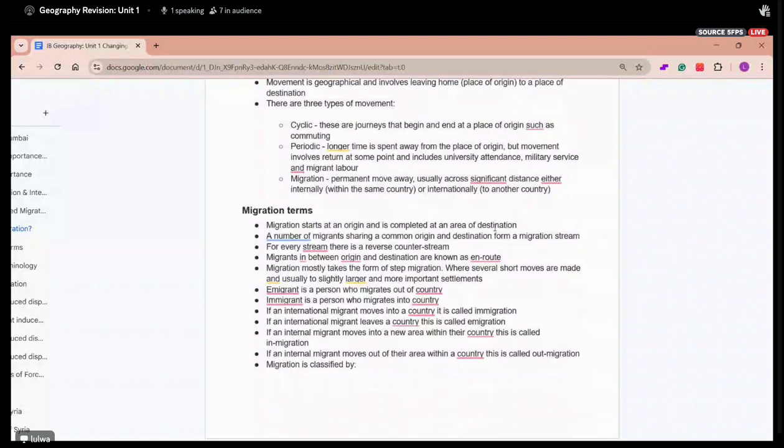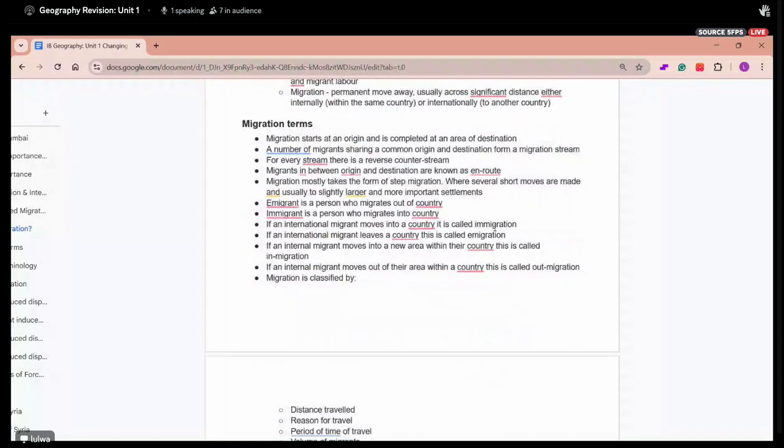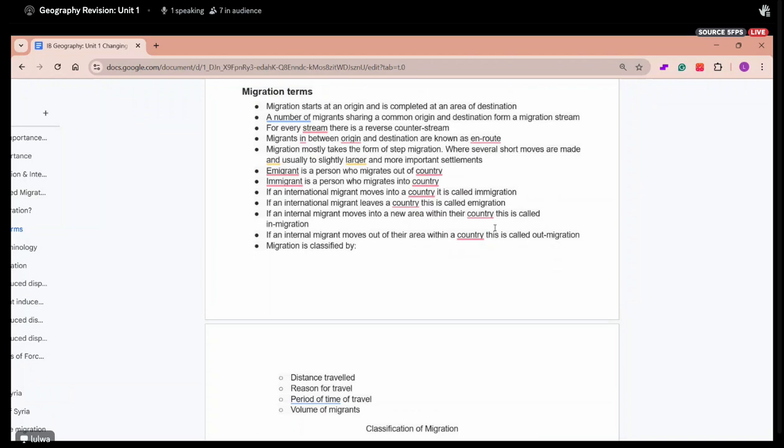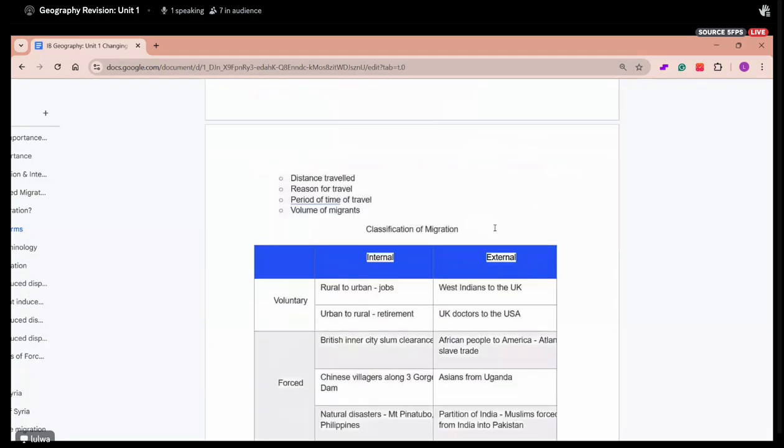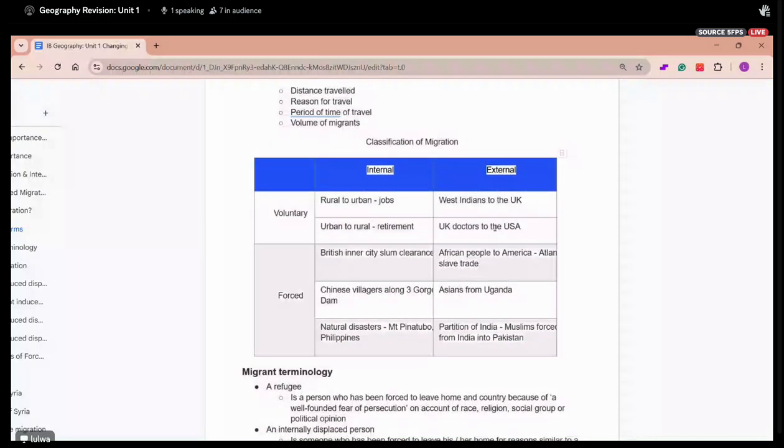So, here are some terms for migration. It's just different branches of migration, or how you can split migration into different kinds. So I'll just say some of them. For example, emigrant with an E is a person who migrates out of a country. Immigrant is someone who migrates in. And so these are just different ways to split migration into different categories. And migration is classified by multiple reasons, such as distance traveled, reason for travel, period of time, and volume of migrants.